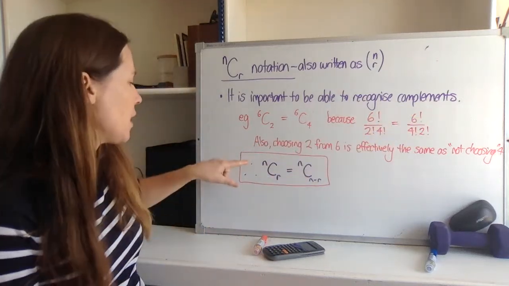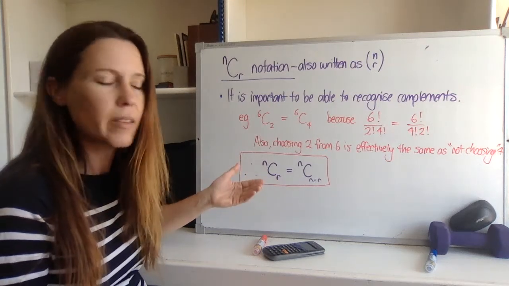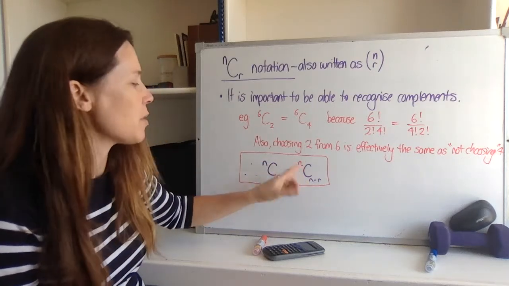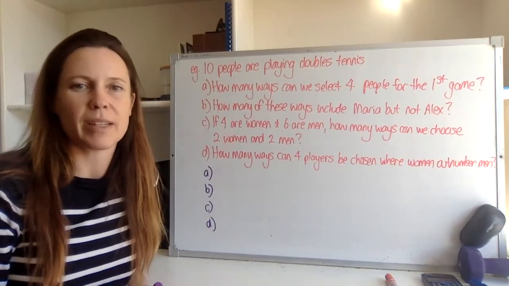So we can simplify that then into a rule. N choose R is exactly the same as N choose N minus R. And sometimes this will lead to much simpler calculations. Now let's see how this all comes together with an example.